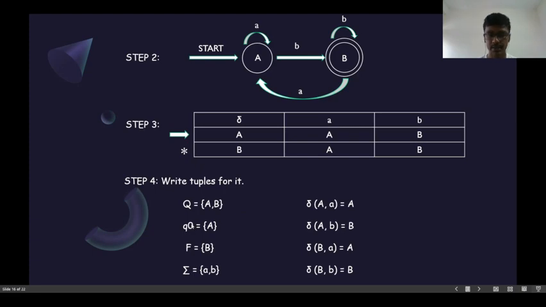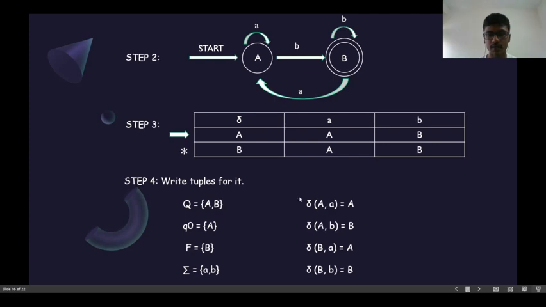Q naught is the initial state, that is A. F is the final state, that is B. And sigma is equal to a and b. These a and b are the symbols which we used to derive the string. Then let's see how this delta came here. For this, we need to see the transition table.